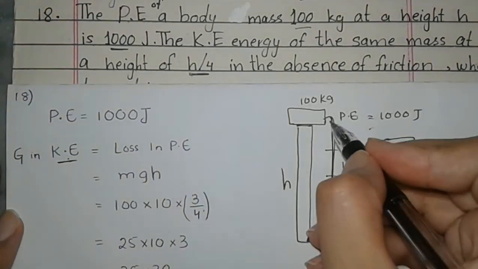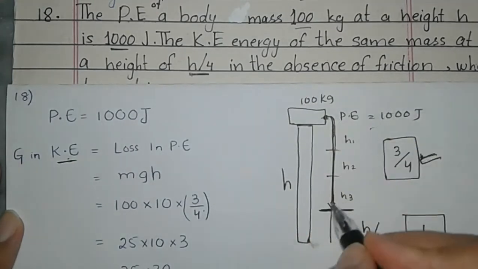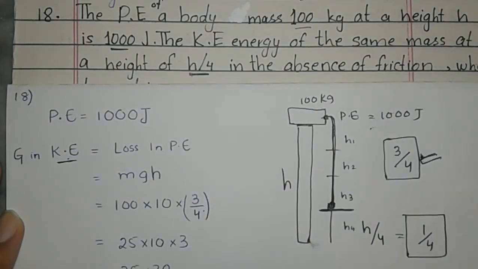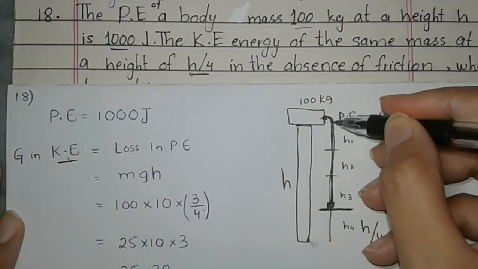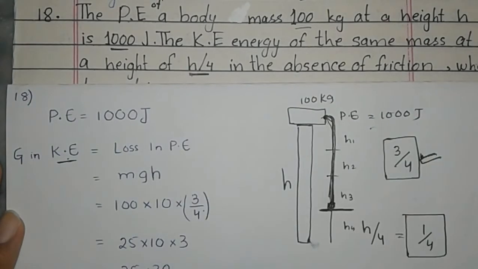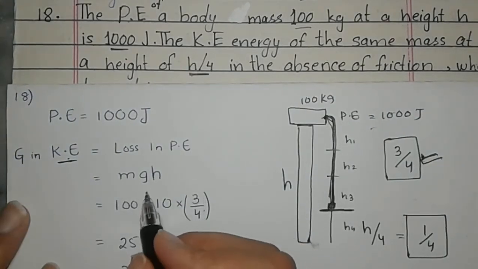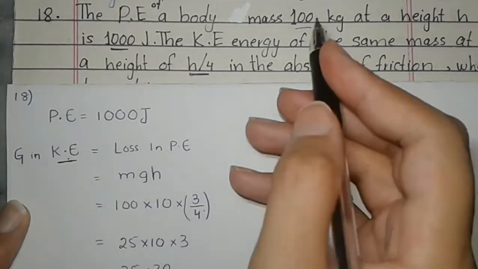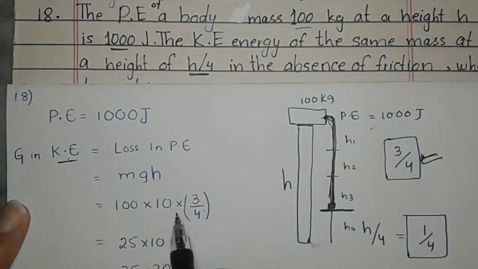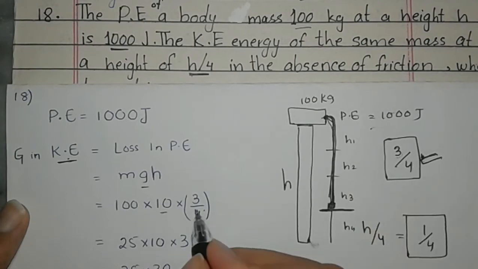So the gain in kinetic energy will be here when the body is dropped from this point to h divided by 4, this point. So the body will cover this distance, okay. So gain in kinetic energy is equal to loss in potential energy. And we know that potential energy is mgh. Now put mass is equal to 100 kg and g is 10, okay. Height is given 3 by 4. So 3 by 4.